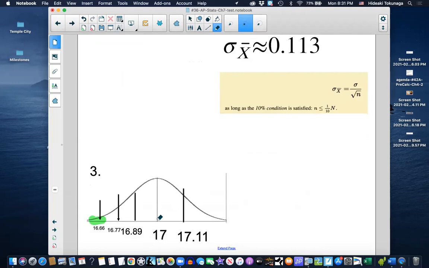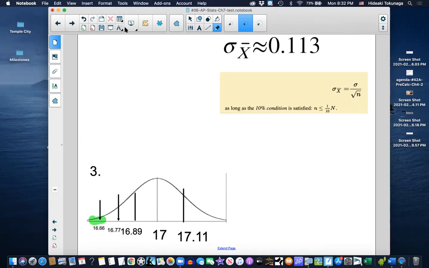Now mu is 17. 17 means 17 hours. The battery lasts 17 hours. One standard deviation above is 17.113. One standard deviation below is 16.89, actually 16.887, right? So mine is rounded to the nearest hundredth, this is to the nearest thousandth.